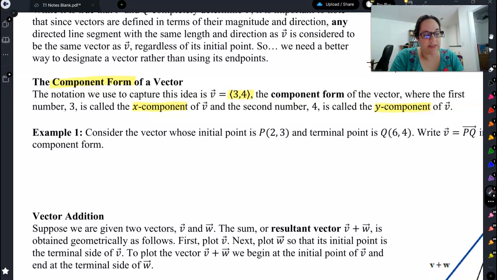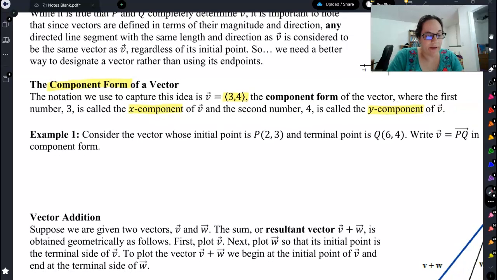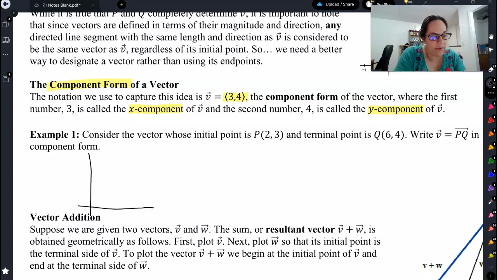So let's try this with example 1. We have a vector. It's going to start at 2, 3. There's point P. And it's going to end at 6, 4. 2, 3, 4, 5, 6. There's point Q. So there's my vector from P to Q.